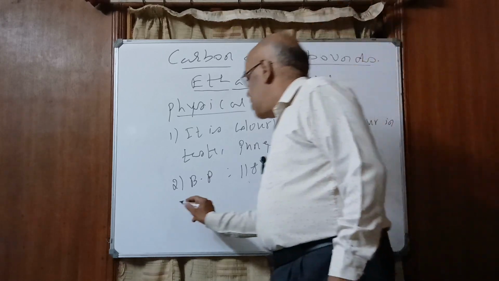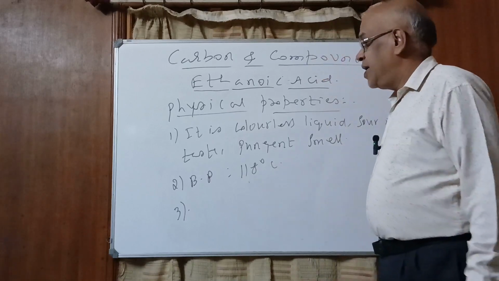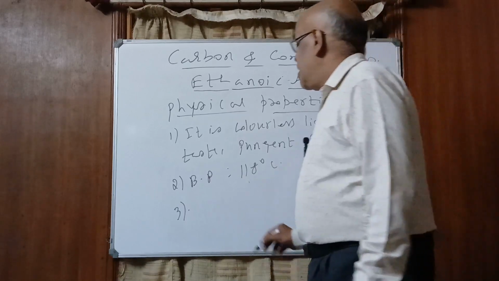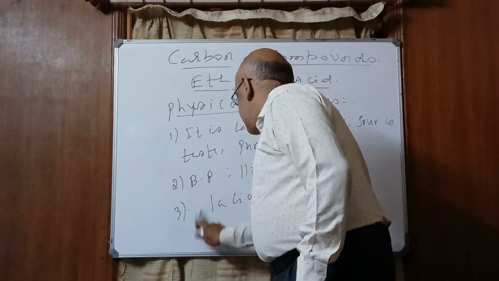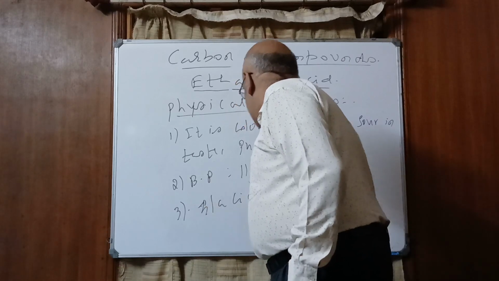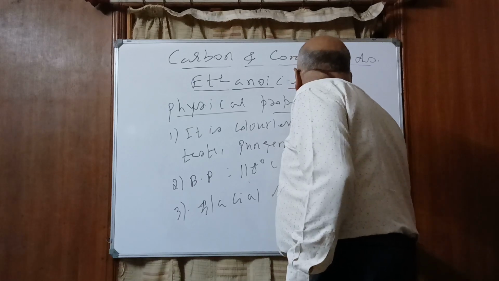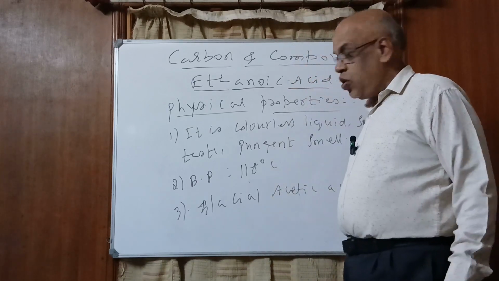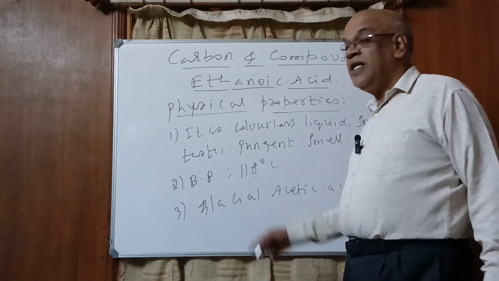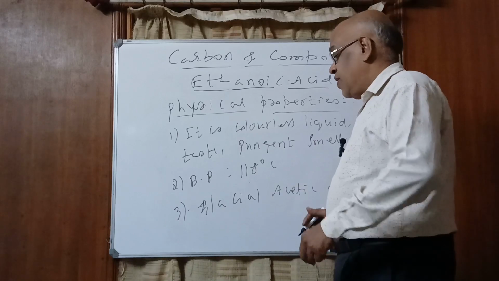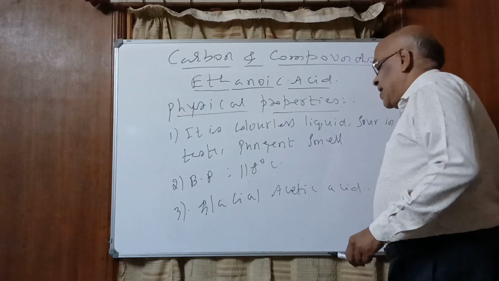Then this ethanoic acid, when it is cold, forms an ice-like solid called glacial acetic acid. What is glacial acetic acid? When acetic acid is cold, it forms a solid, ice-like solid, called glacial acetic acid. What is a glacier, children? A large amount of ice is called a glacier. Similarly, it forms glacial acetic acid.